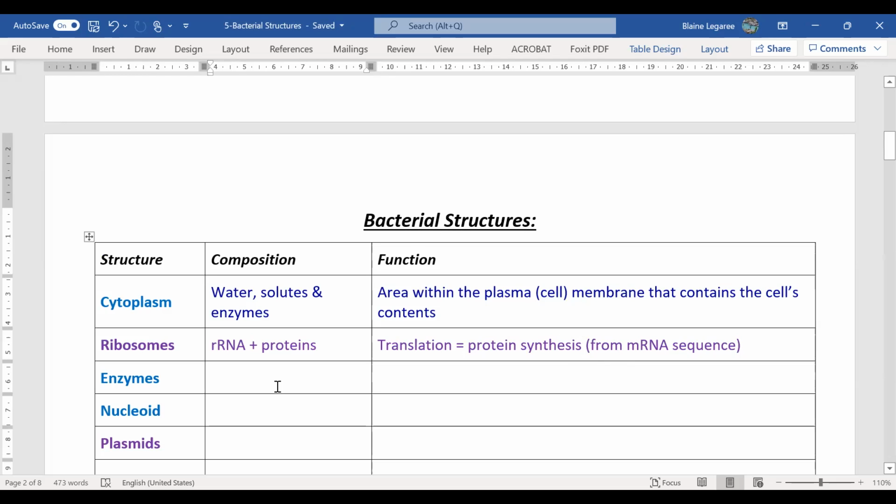So what are enzymes? Enzymes are made of protein, and these are catalysts. So they speed up chemical reactions.